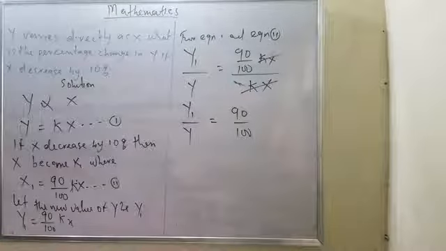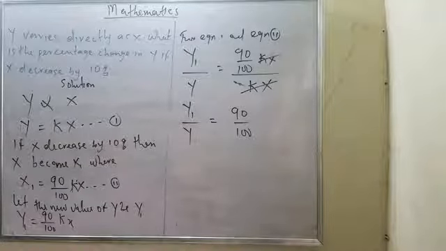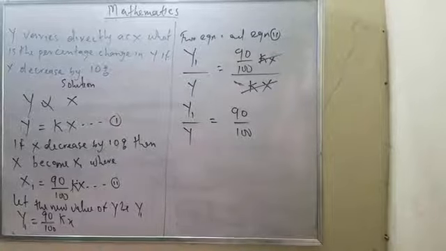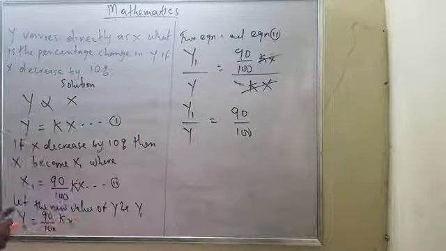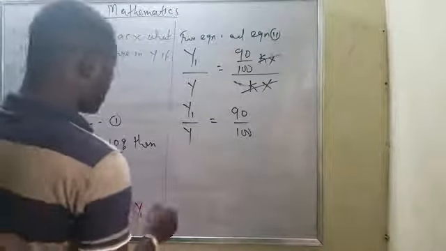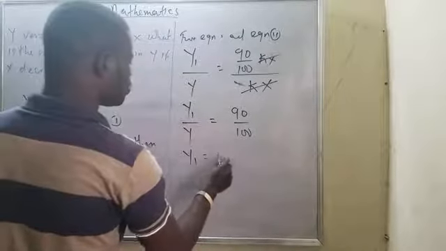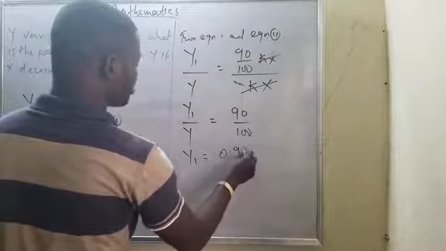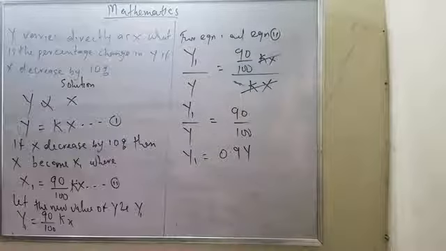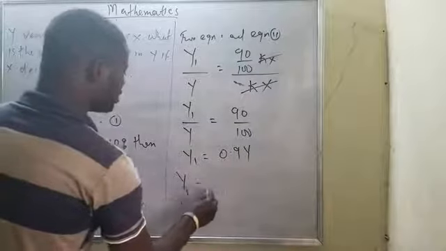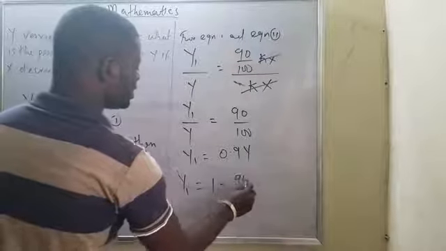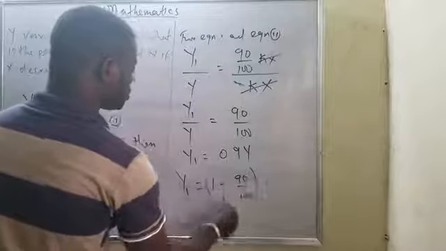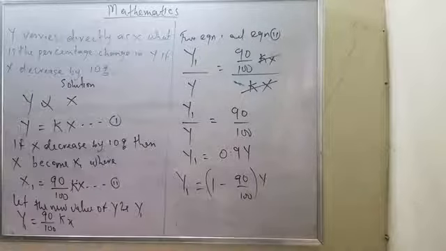Since I have that, I can now say that Y1 equals to 0.9Y. Now since I know that, I can now say that it decreased by 10%. It means I have Y1 equals to 1 minus 90 divided by 100 of Y.